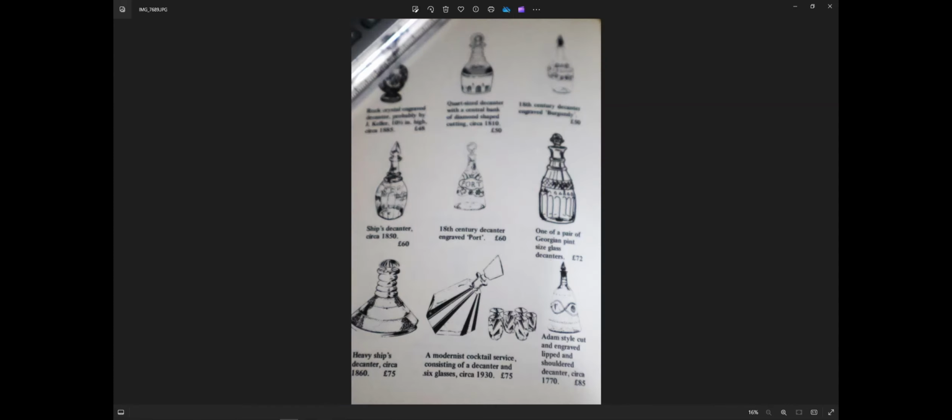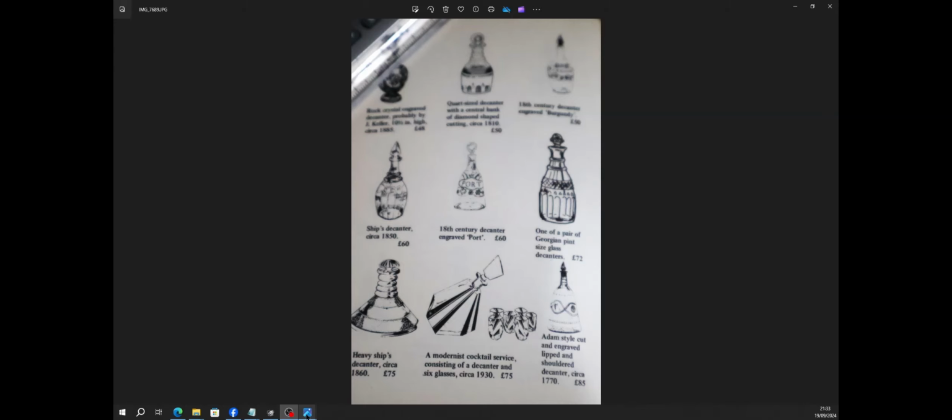So I thought I'd share the modern piece in there, which is this. They've just called it a modernist cocktail service consisting of blah blah blah. So this is Czech, I think. It might be German, but I think it's Czech, made by Karl Palda. Other people were making these kinds of things, but I think it's that.